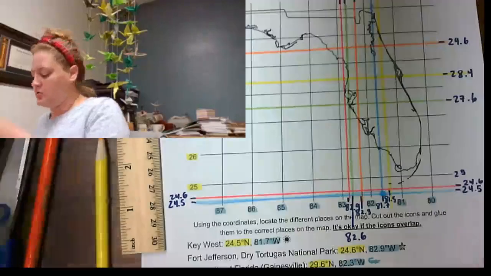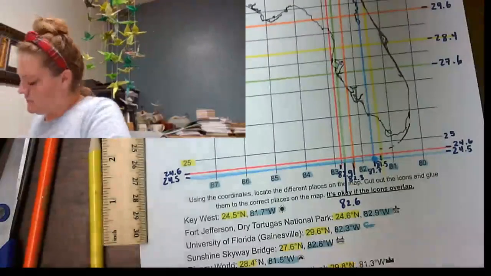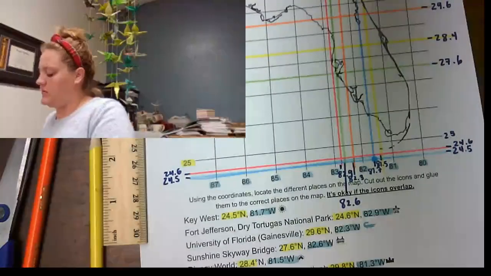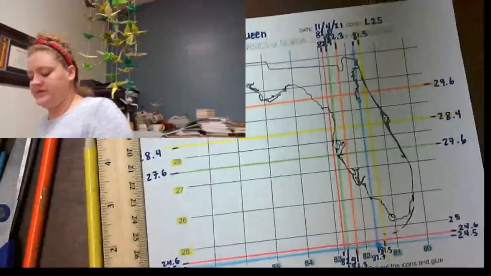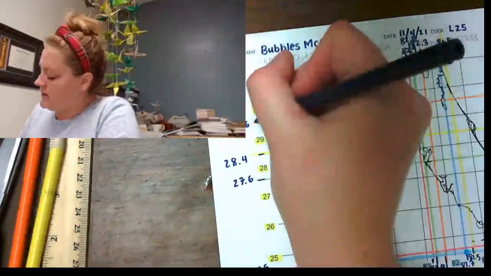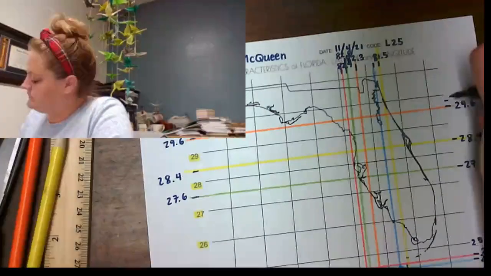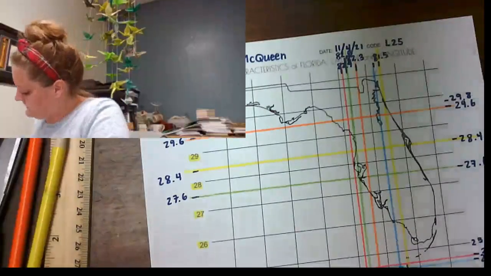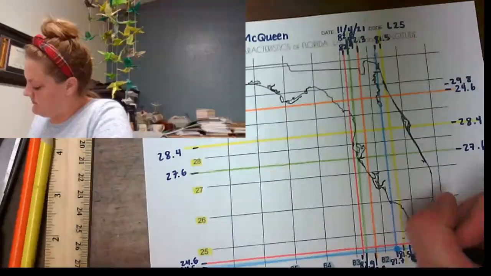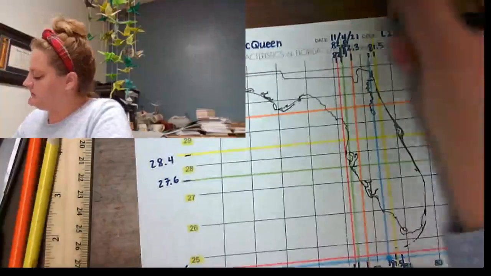The Castillo de San Marcos. Our coordinates are 29.8 degrees north, 81.3 degrees west. 29.8 is going to be between your 29 and your 30. Mark it on the side. And then 81.3 is going to be a little bit before your line that you drew for Disney World.